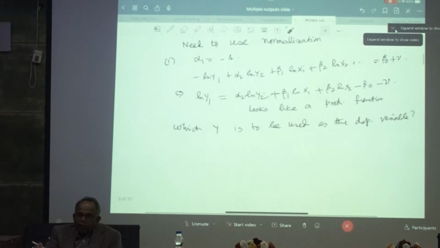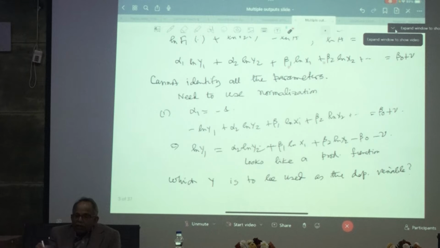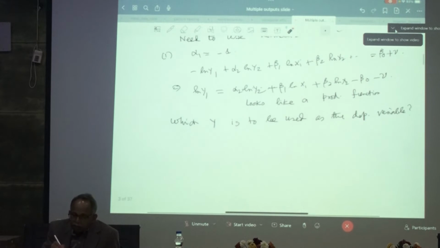That means even though you can get from here to something that looks like a production function, that idea is problematic. So we always say that if you are dealing with multiple output, you do not estimate the relationship like this. Okay, so then what we do is, you can think in terms of using a different type of normalization.